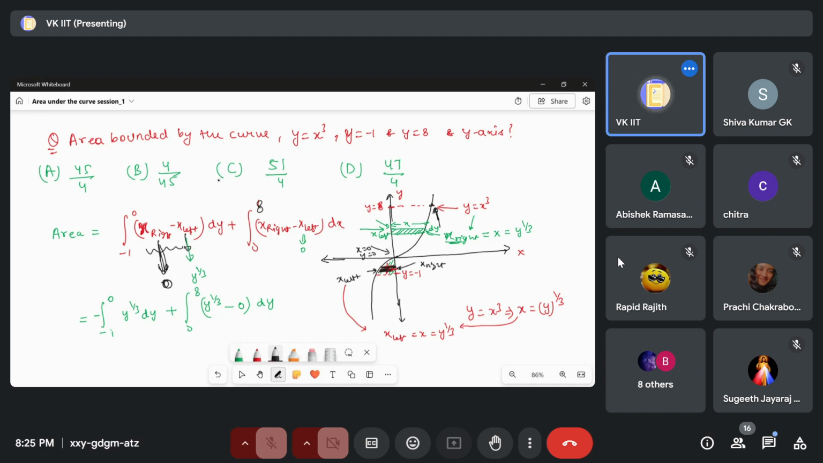Those who have got this answer, 51/4, okay, correct. Those who have got it correct. Yes.